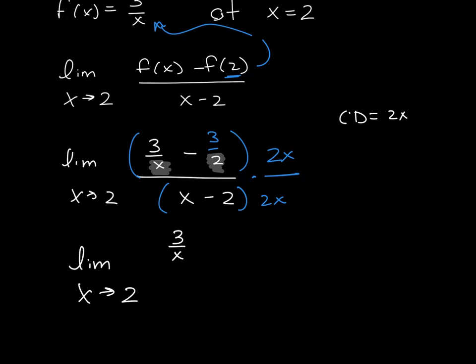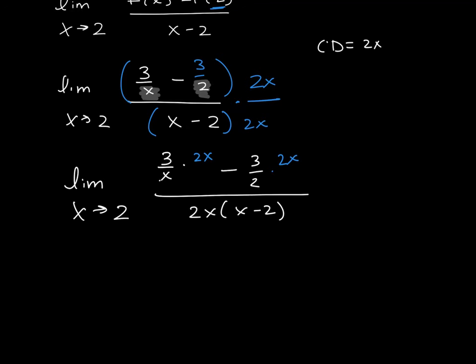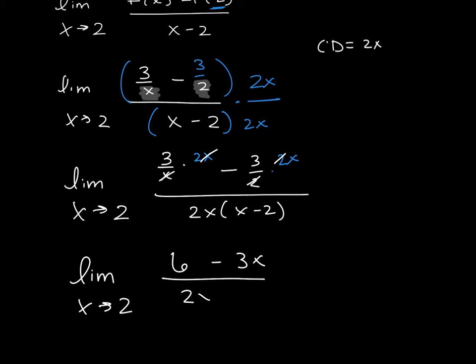And then I get the limit as x approaches 2. So then I'm left with 3 times 2x minus 3 halves times 2x. And in the denominator, I'm just going to leave that as 2x times x minus 2 for right now. Now, in the first part, the x's cancel, then the 2's cancel, and now I'm left with the limit as x approaches 2 of 6 minus 3x. And again, I'm just going to leave this portion factored.